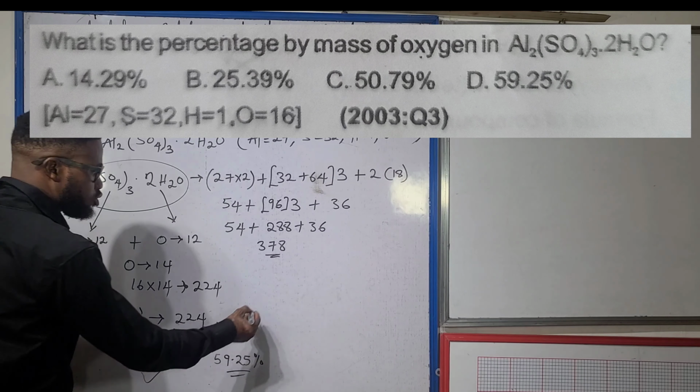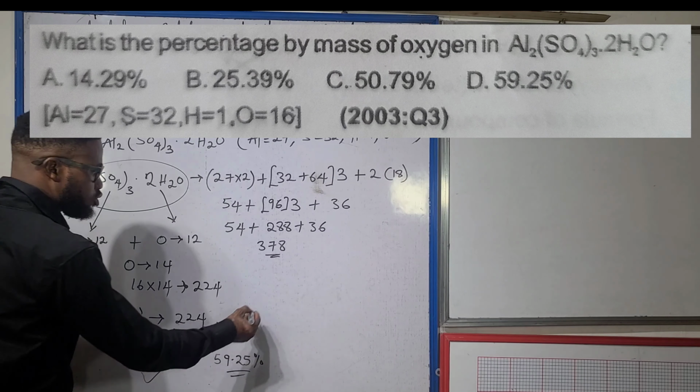So you will see that in this question, they are just waiting on you to commit that error, using only the oxygen here and forgetting about the oxygen in the water of crystallization. Once you do that, you will see option C, whereas the correct option is 59.25, because we were told to calculate the percentage by mass of oxygen. Which means all of the oxygen that appears in this formula is what you have to look for the percentage of. That is 2003 question 3.